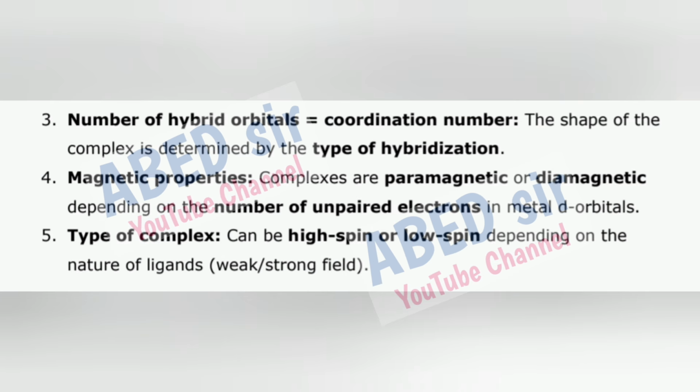3. Number of hybrid orbitals is equal to coordination number. The shape of the complex is determined by the type of hybridization. 4. Magnetic properties. Complexes are paramagnetic or diamagnetic depending on the number of unpaired electrons in metal d orbitals. 5. Type of complex can be high spin or low spin depending on the nature of ligands, weak or strong field.